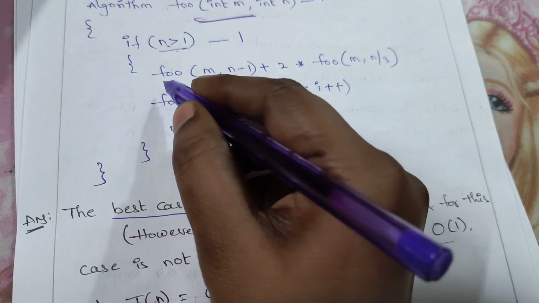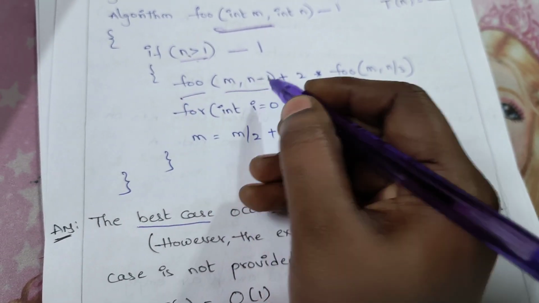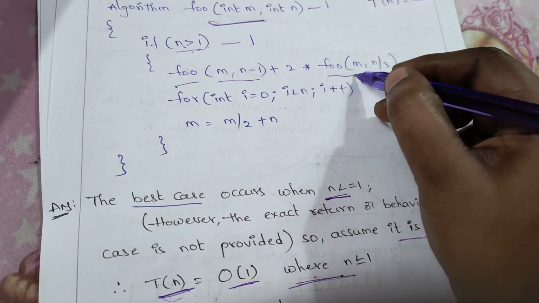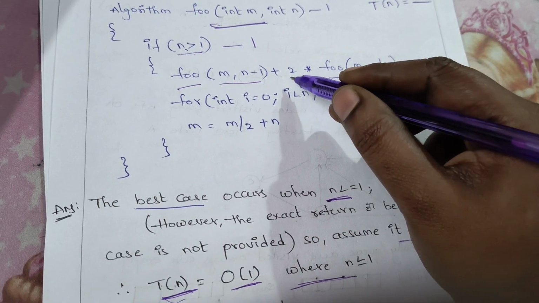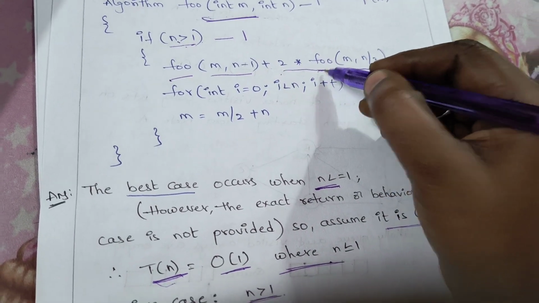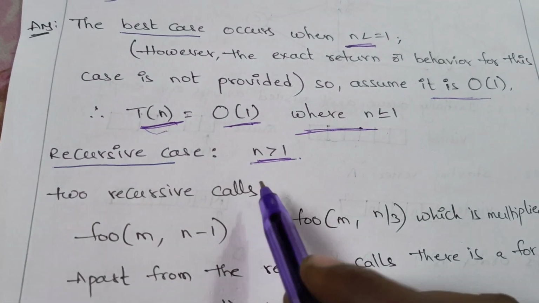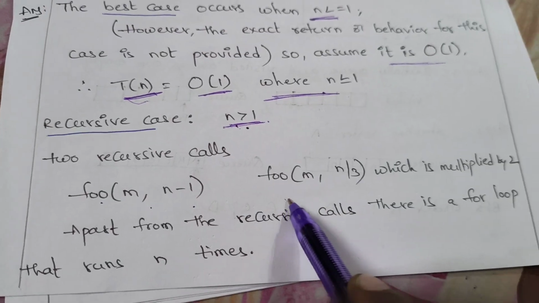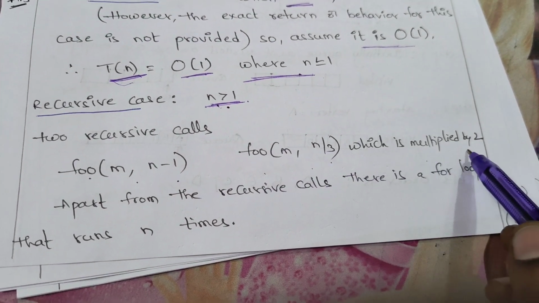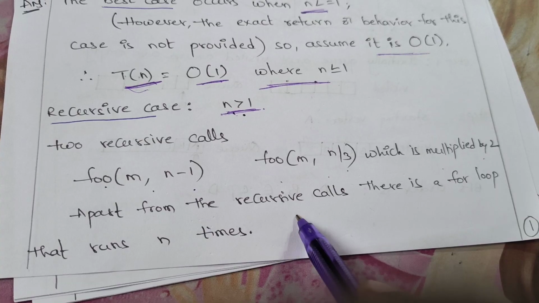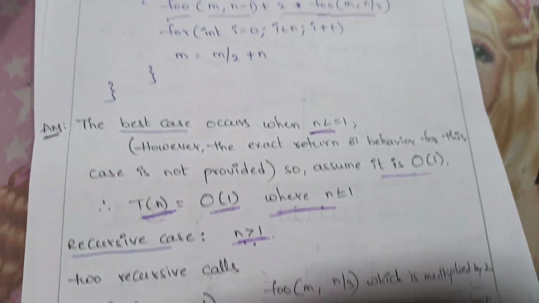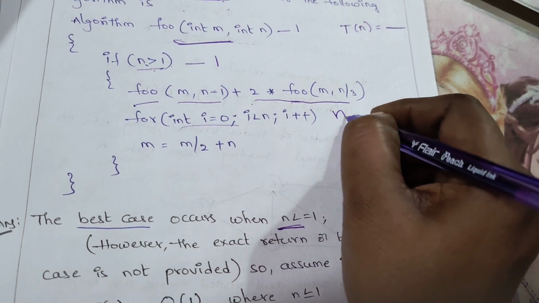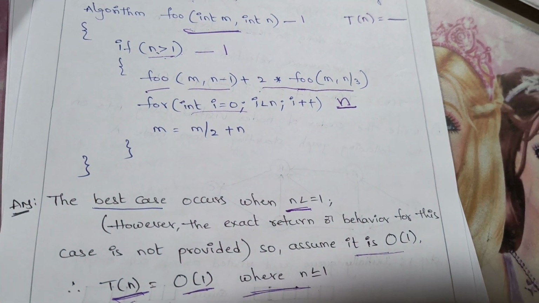The one time is foo m comma n minus 1, which is one function call, and the other function call is foo m comma n by 3, multiplied by 2. So in the recursive case, I have two function calls: foo m comma n minus 1, and foo m comma n by 3, which is multiplied by 2. Apart from the recursive calls, there is a for loop which takes n comparisons. This time is n.